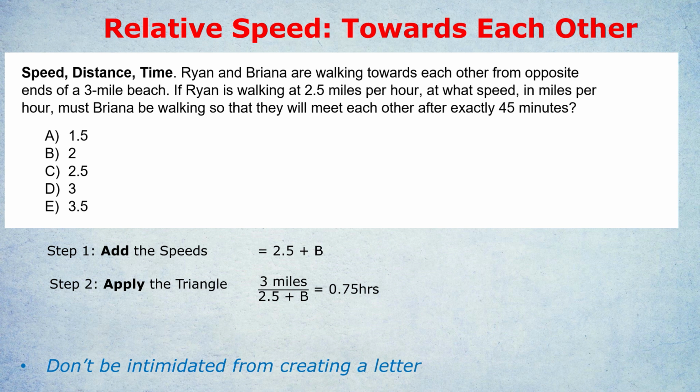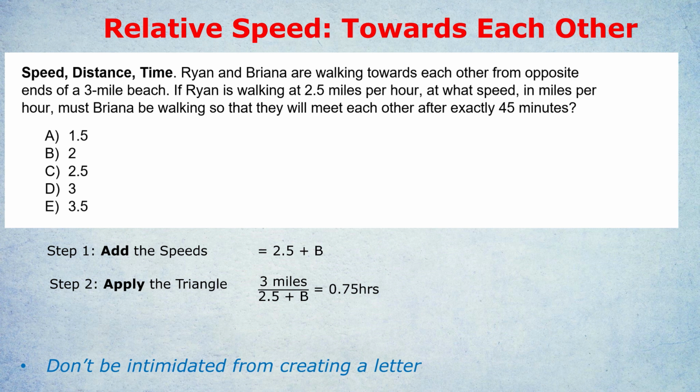But now we can just use basic algebra to find b. But I hope you notice it's always the same steps. Adding the speeds, applying the triangle, and I think in this question we won't even need a step 3 because we're just going to solve it now. How would we solve that? Well, first thing is we don't like decimals. I don't like decimals. 0.75 is not very nice, and 45 minutes would be even worse because that's minutes.